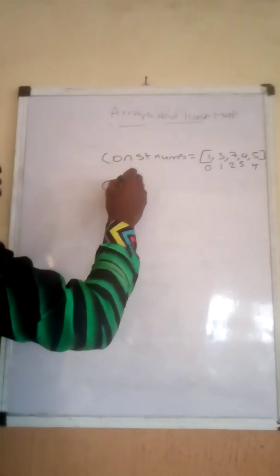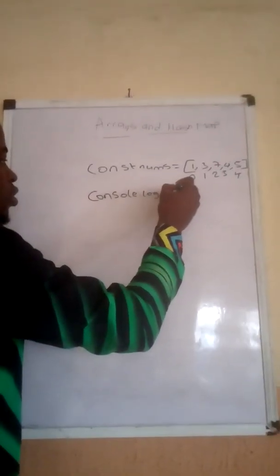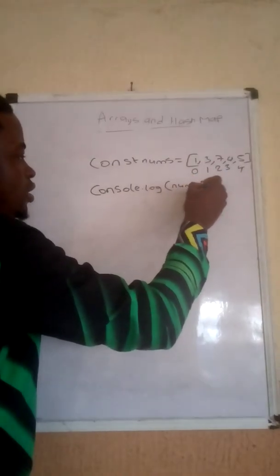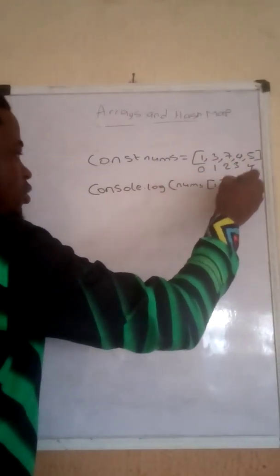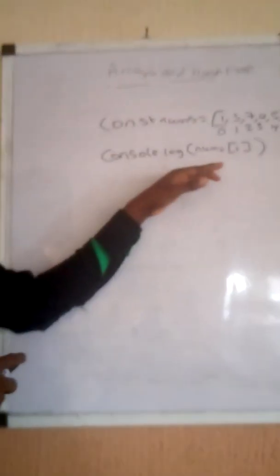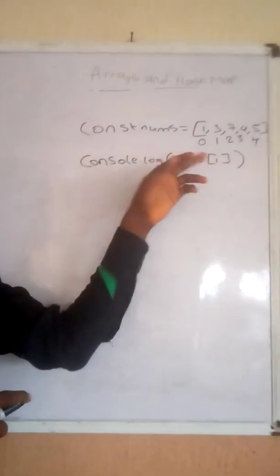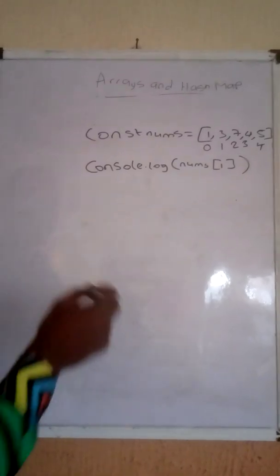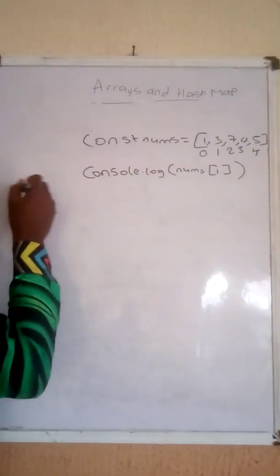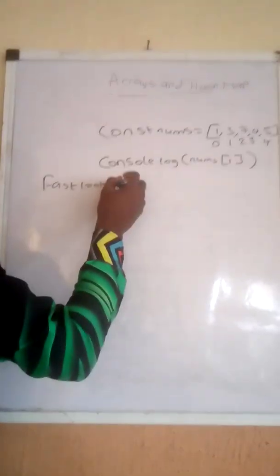So let's just console.log nums at index of 1. So if we run this in our console, we know we will get what? The value of what? 3. Because 3 in this case is at index of what? 1. And for doing this, so we talk about fast lookups. They are best for fast lookups.